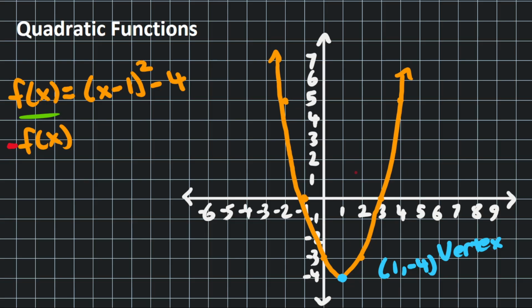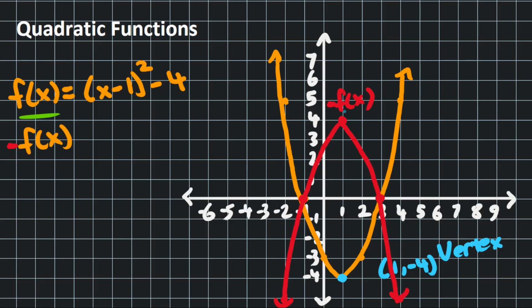So instead of 1 comma negative 4, we'd have 1 comma 4. And instead of negative 1 comma 0, that would stay negative 1 comma 0, same thing as 3 comma 0. Negative 2 comma 5 would be negative 2 comma negative 5, and 4 comma 5 would be 4 comma negative 5. This is the parabola, but it has been reflected over the x-axis. This is negative f of x in red, and it has been flipped upside down.